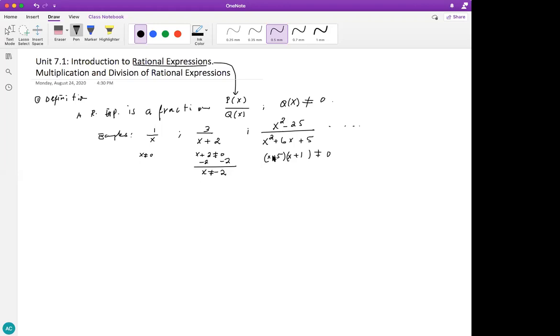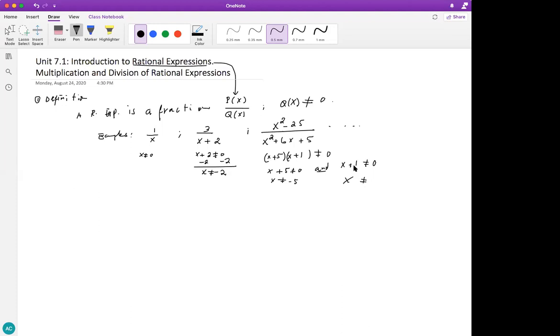Now, we don't want this to be 0, so that means this can't be 0 and this can't be 0. x plus 5 should not be 0, and both of them, not or, and the other factor can't be 0 as well, because again, division by 0 is not allowed when we deal with real numbers. Then you solve this, that means x can't be 5, can't be negative 5. And here, x can't be what?